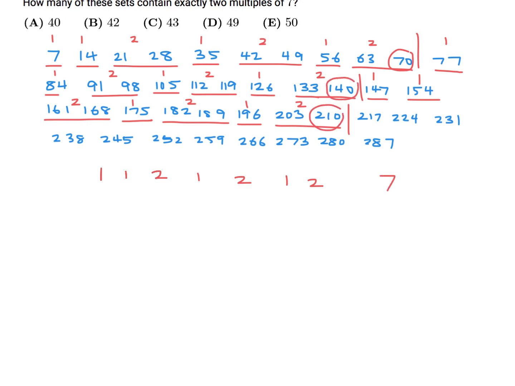Okay, so basically that's 7 sets, right? From 1 to 70 is 7 sets, and then from 71 to 140 is another 7 sets. And the number of sets that contain 2 multiples of 7 is 3, right? Because this guy, and this guy. So every 7 sets, you have 3 of those.